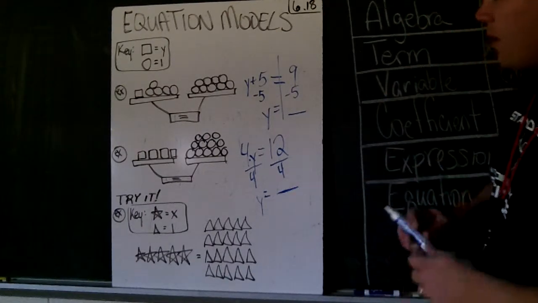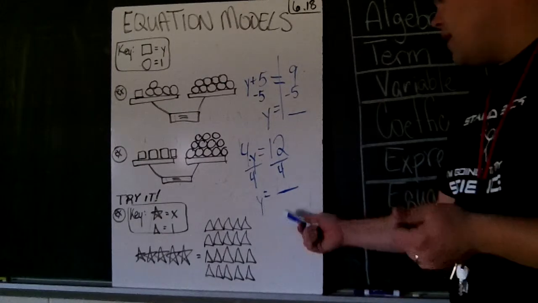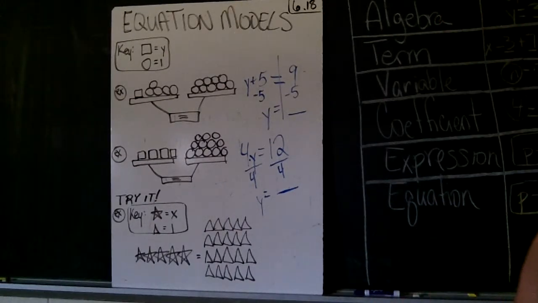We have an example on the bottom of the board that I'll let you try yourself. You have a key. Each star is an x, so that's an x variable, not an x multiplication sign. And you have a triangle, which is a single counter, or a positive 1 if you want to call it that. And it looks like you have 5 stars equals, looks like 20 triangles. So I'll ask you to translate that, and I'll ask you to solve it as well. And I'll ask you to bring that solution and that equation to class.